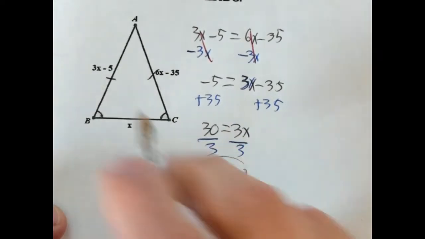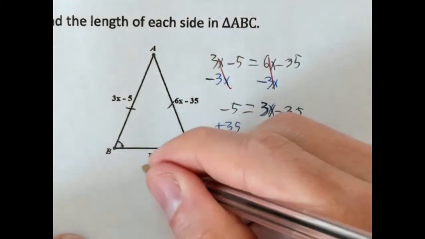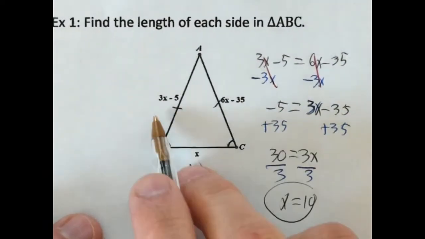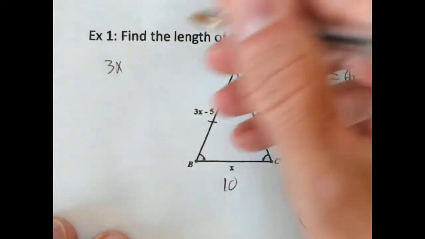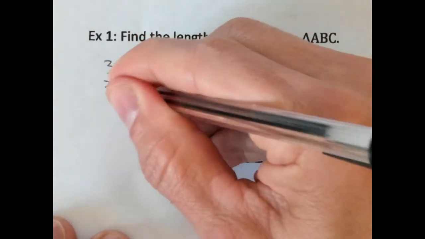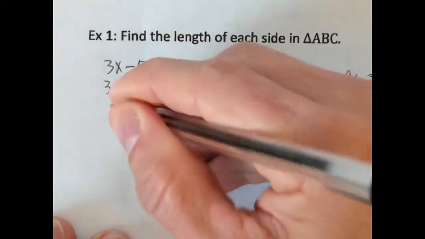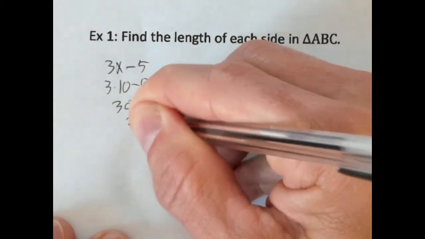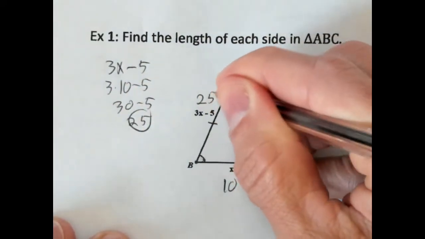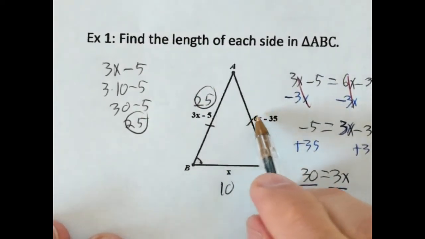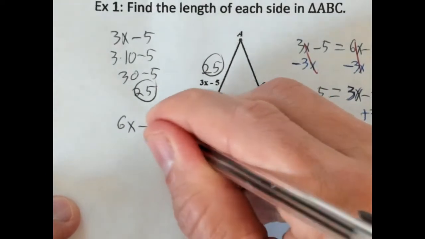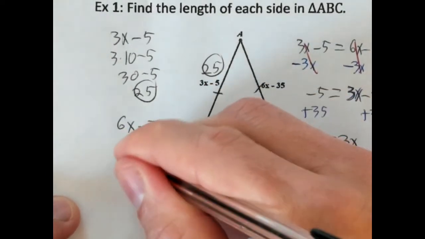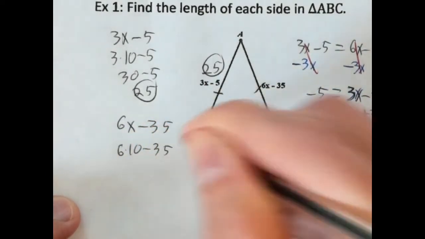We're not done though, because it's asking us to find the length of each side. So we know x is 10. Let's go ahead and plug that in. So 3x minus 5. So 3 times 10 minus 5. So 30 minus 5, and that's 25. That's 25. Now these are isosceles, so these should be the same, but let's just check it to make sure. So 6x minus 35. 6 times 10 minus 35.